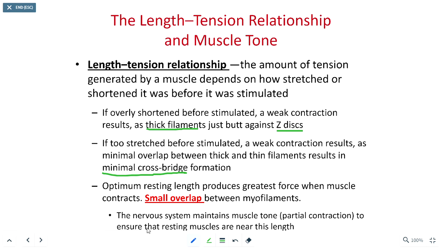And we find that our nervous system is going to have partial contraction, aka muscle tone, maintained in nearly all of the muscles in our body so that we're ready to go when we need them.